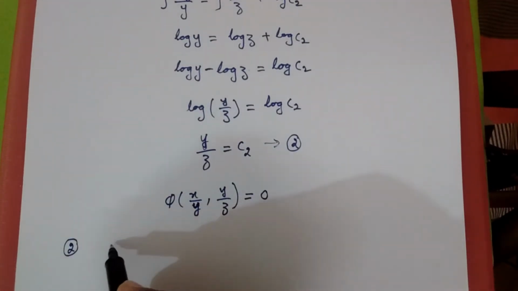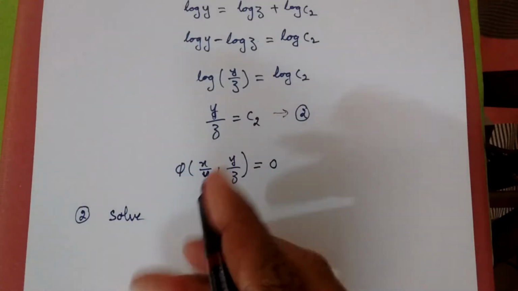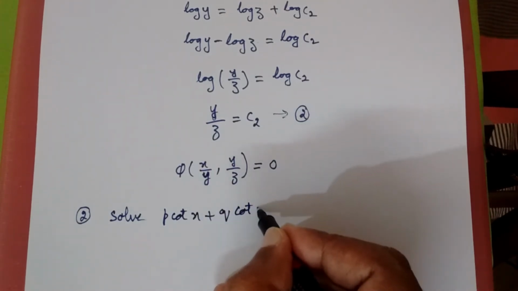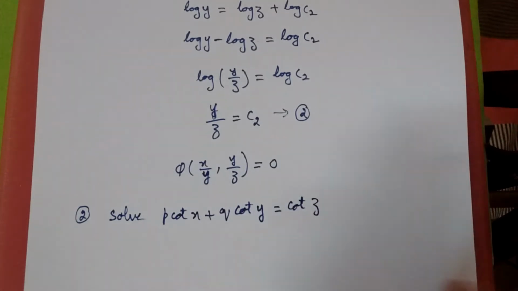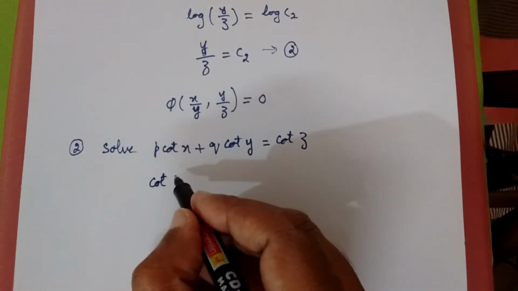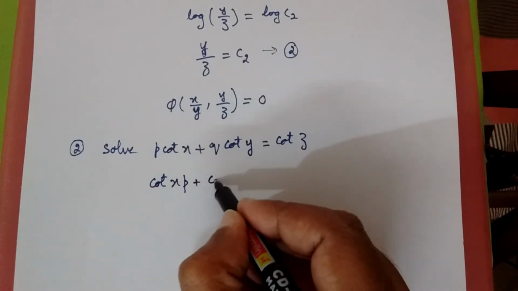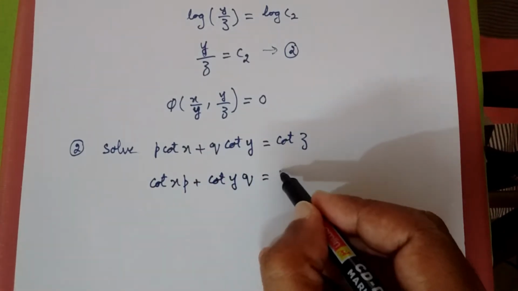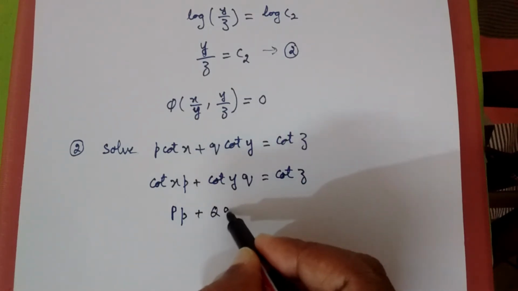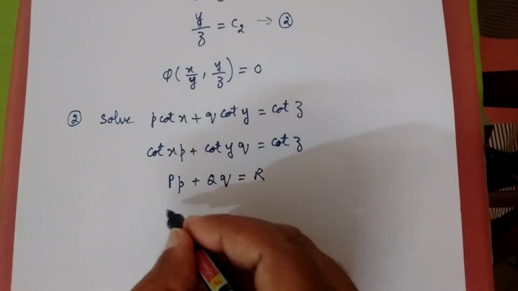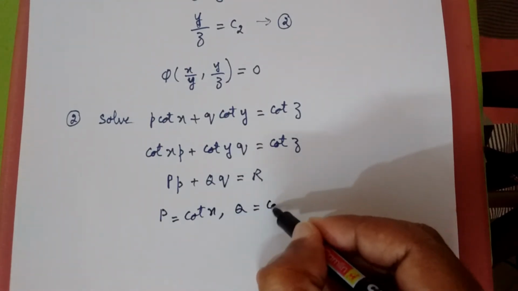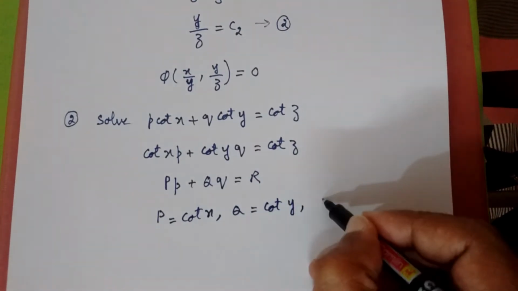Let us take another example. Solve p times cot of x plus q times cot of y is equals to cot of z. So if you try to rewrite this equation, we can write it in the form of cot of x into p plus cot of y into q is equals to cot of z. This is in the form of capital P p plus capital Q q is equals to capital R, where the value of capital P is nothing but cot of x, the value of capital Q is cot of y, and the value of capital R is cot of z.